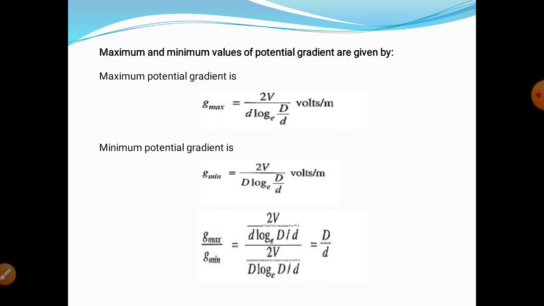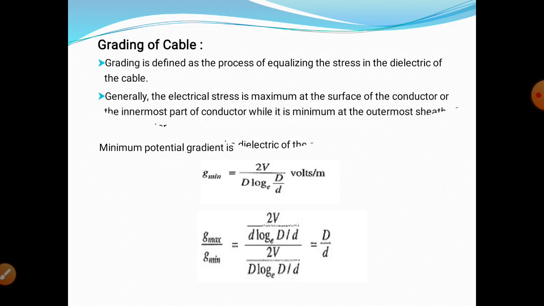So we have to find the value of G max divided by G minimum. Substitute the formulas for G max divided by G minimum. Finally we get the value capital D by small d. It is the dielectric stress in single core cable.